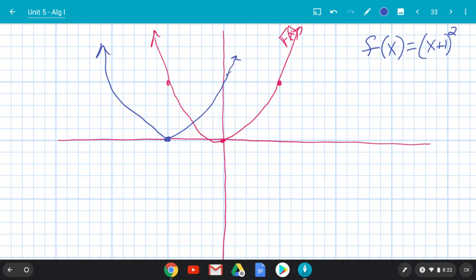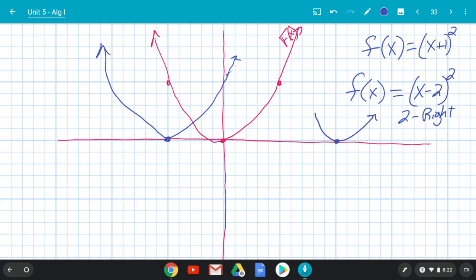That makes sense? So what would this be? F of x equals x minus 2 squared. This would go to the right. So it would be way over here. Is that cool? So, outside the parentheses, vertical.